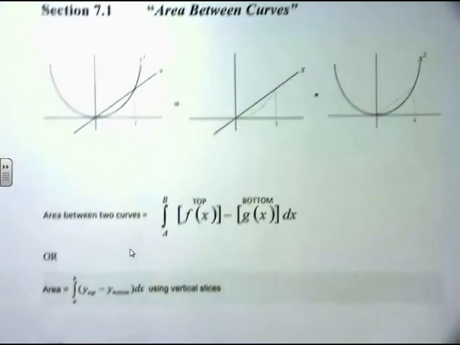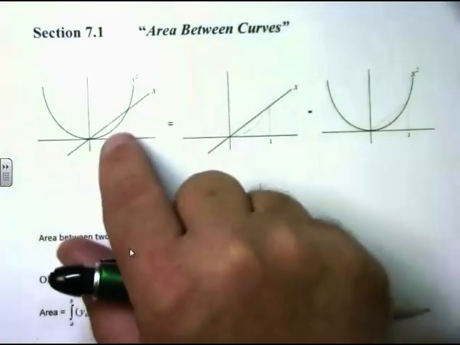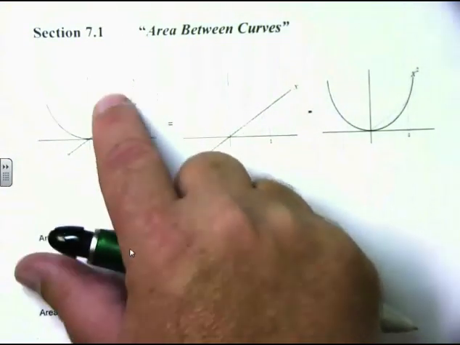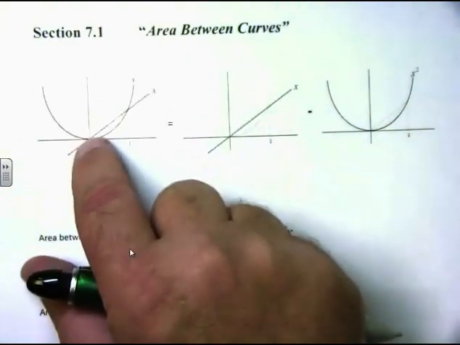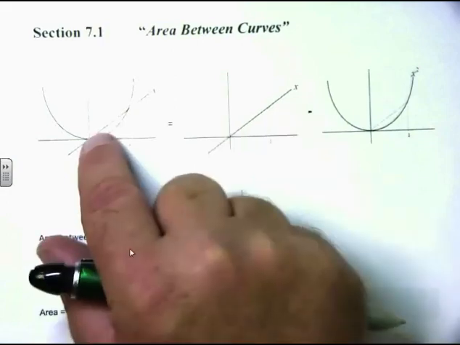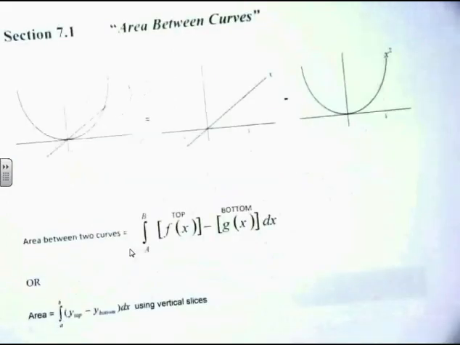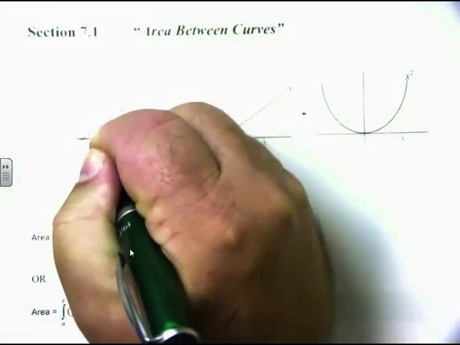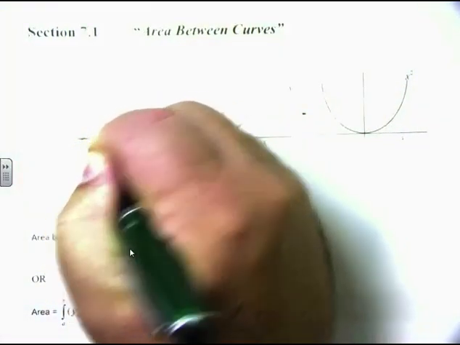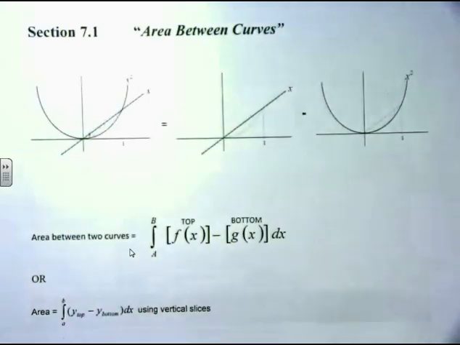But here's the idea. If I'm looking for the area between two curves, whether it's located above or below the x-axis, it doesn't matter. I'm looking at the region between the two curves, which would be this particular region in here. I want to figure out the area between these two curves. I want to basically integrate the top minus integrate the bottom.